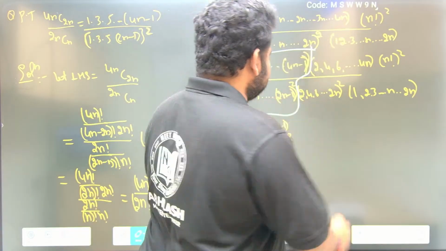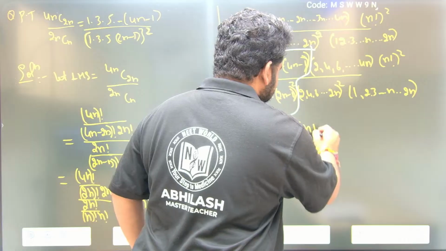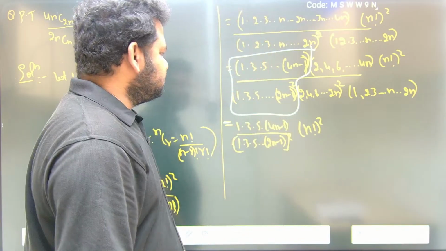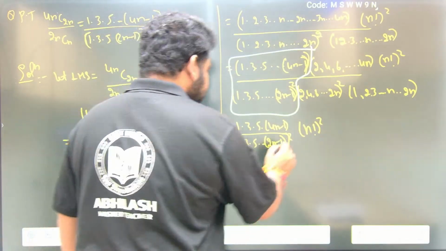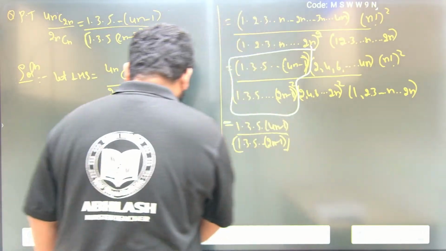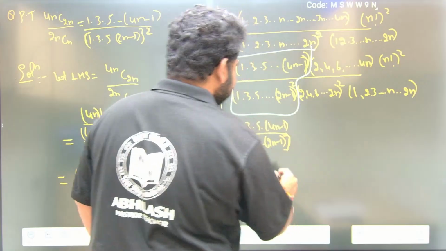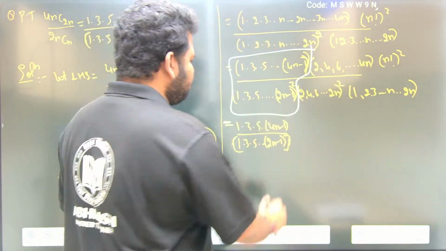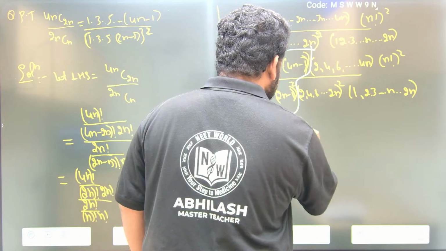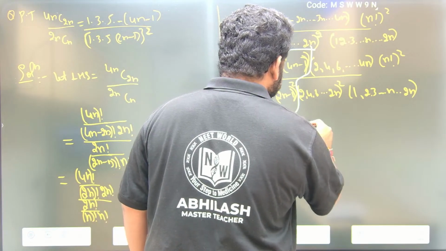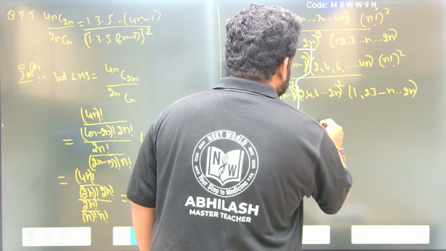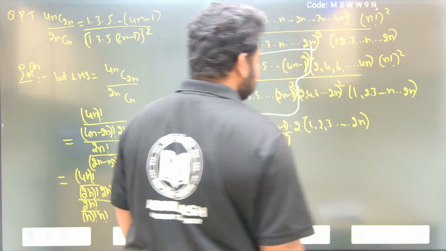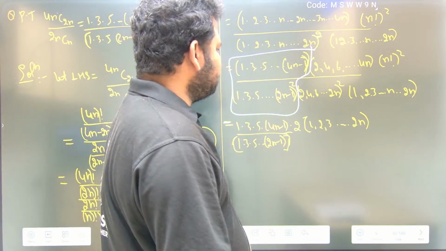Now n factorial whole square, let me write it as it is. But here the terms in terms of 2 are also there, correct? Now what I will do, if I take 2 common here, what will I have? I will have 1, 2, 3 up to 2n.